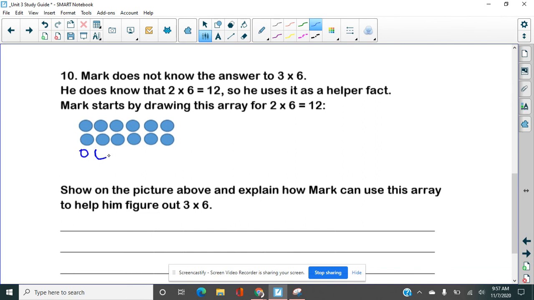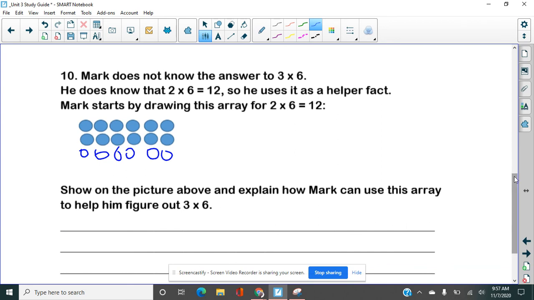And Mark likes circles. I like X's better because it's hard to draw circles on my computer. There we go. Not too bad. And so now we can figure out the answer, right? And we're explaining this kind of with our voices here. So what is the answer to that 3 times 6 now? It's 18, right?